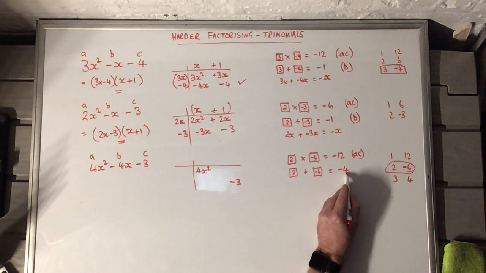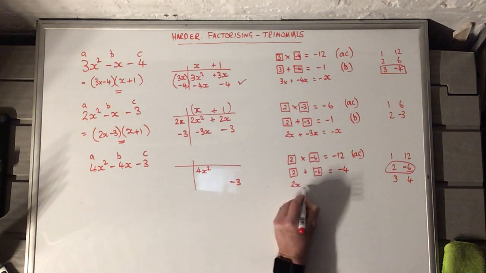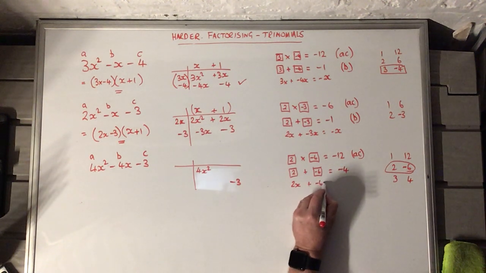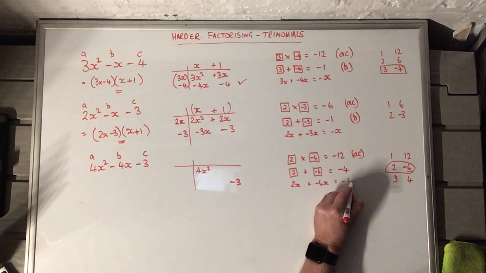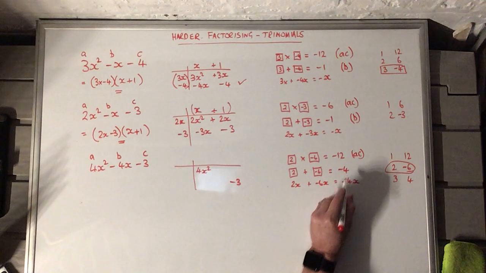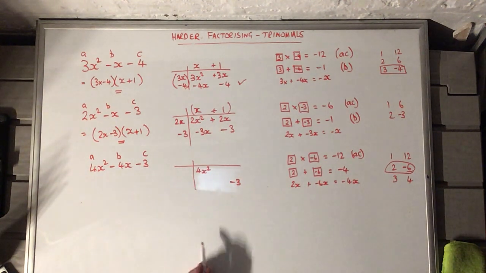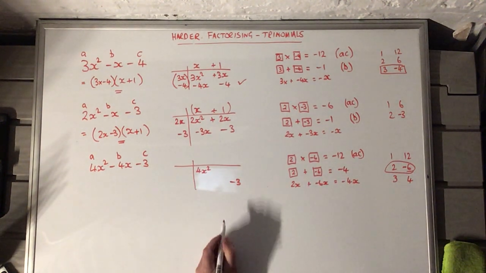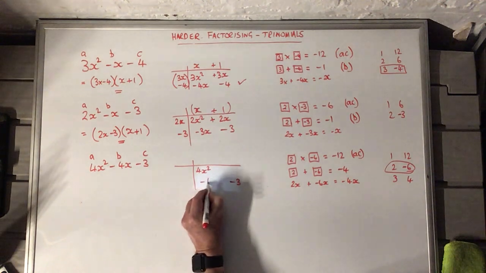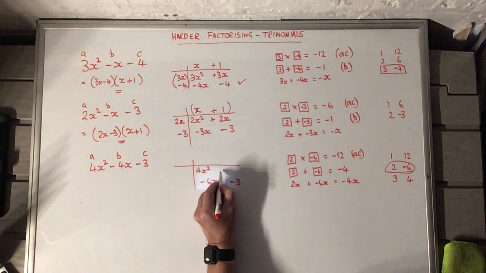And remember, this term here is really negative 4x. So it's really 2x that we want, plus negative 6x equals negative 4x, because my middle term is actually negative 4x. I think I'll put negative 6x here, and I'll put my 2x in here.